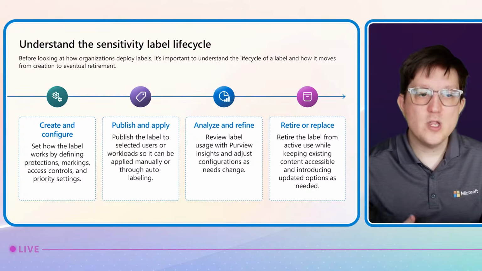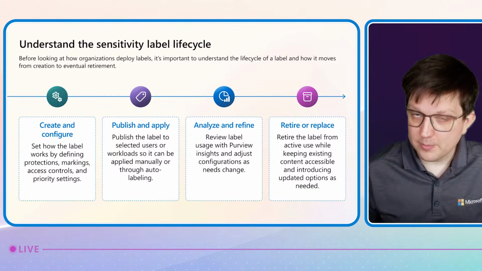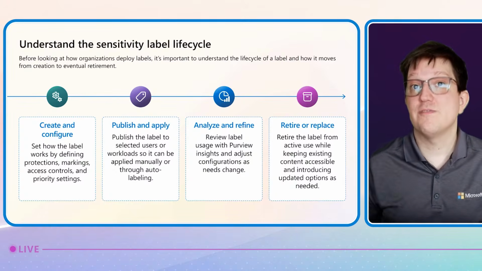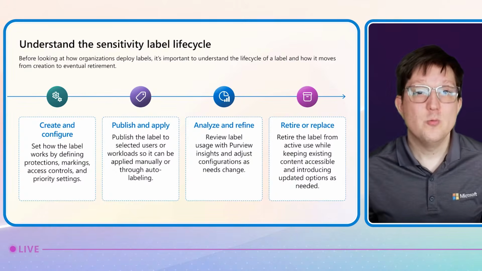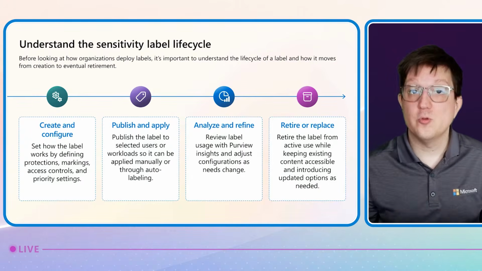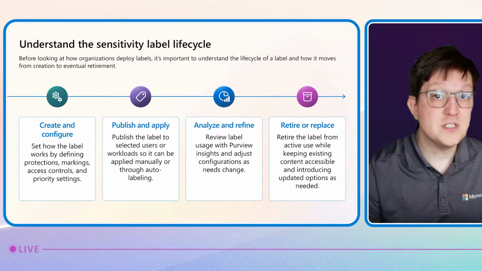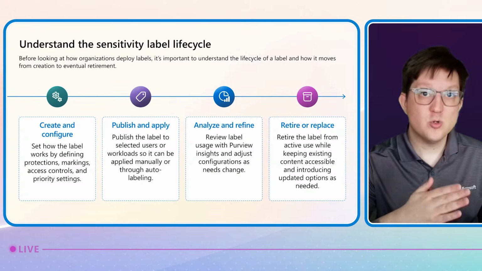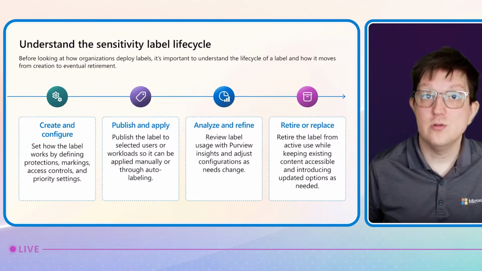It has a starting point where we create and configure, then we publish it, test it out in simulation mode and apply. We analyze and refine over time, and at some point, we will need to retire it. We can either keep the label active and everything will still be classified as such, but no new content can be applied that way, or we can replace. Keep the content accessible, but move it across to that new label.